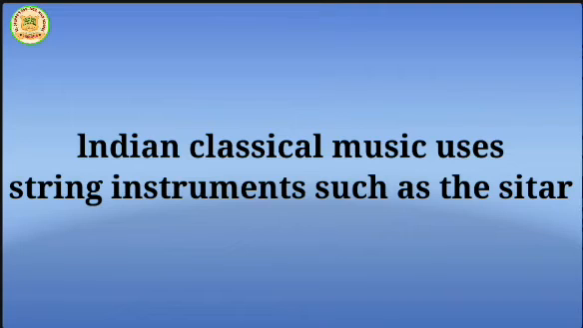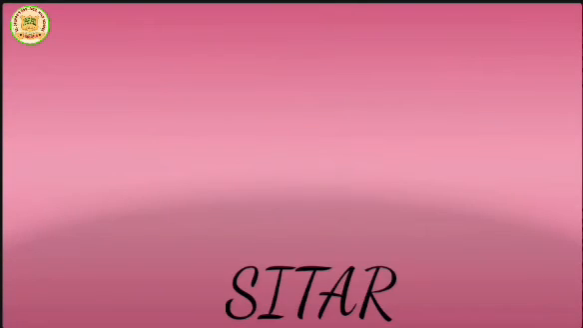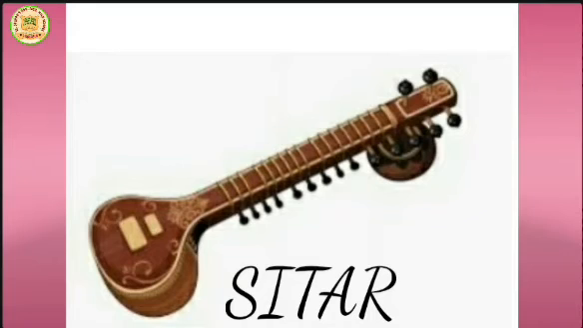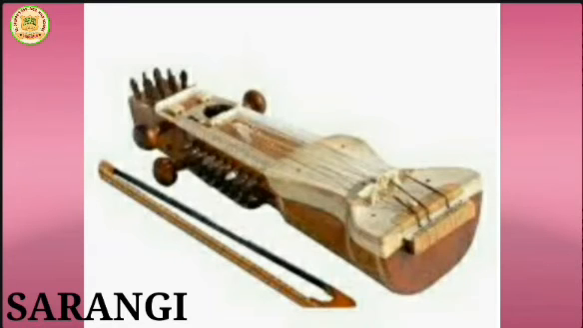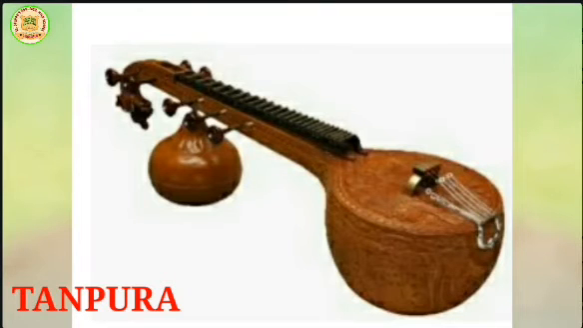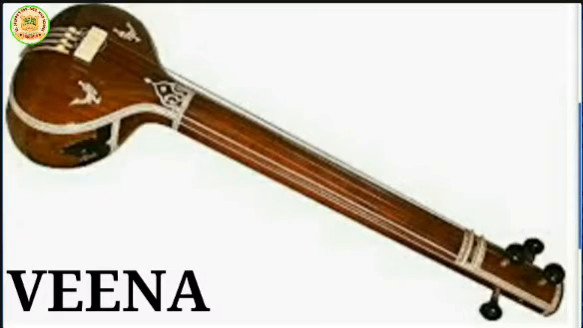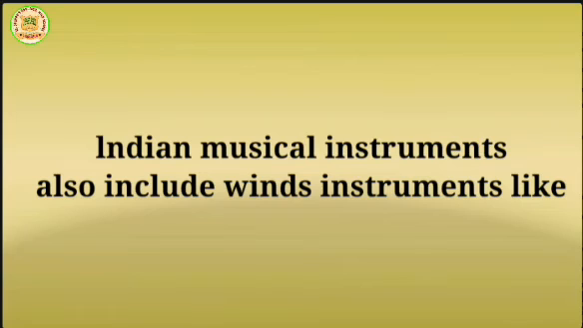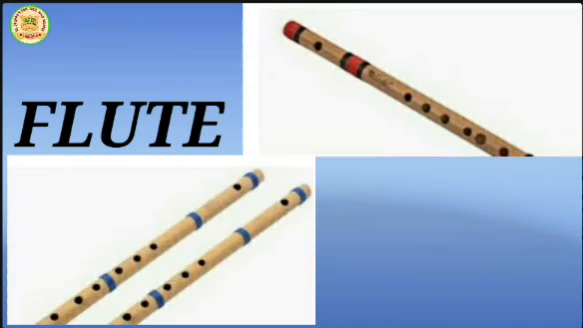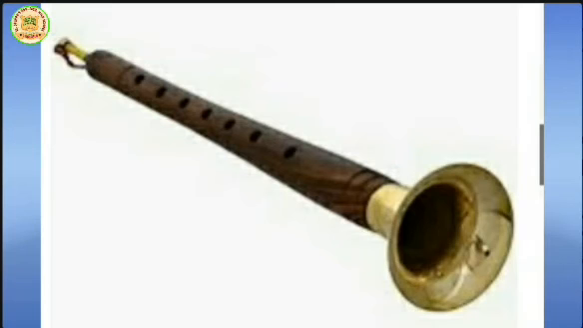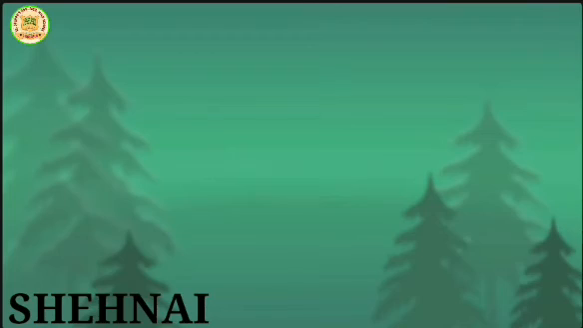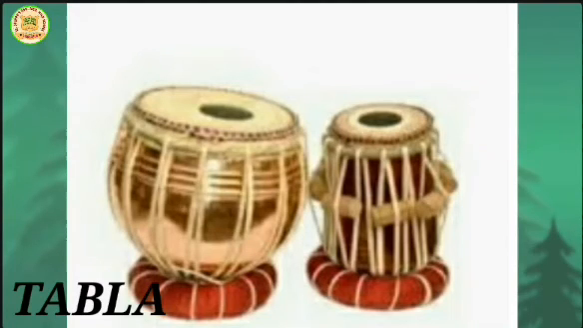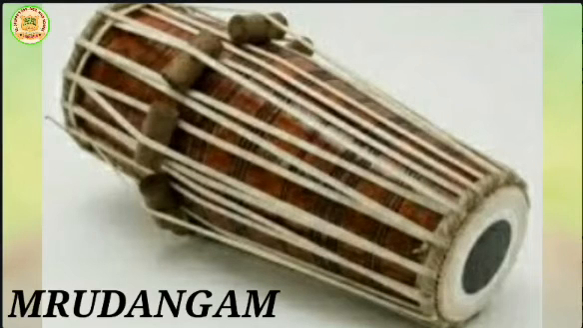Indian classical music uses string instruments such as sitar, sarangi, tanpura, and veena. Indian musical instruments also include wind instruments like flute, shehnai, as well as percussion instruments like tabla, mridangam, and pakhawaj, which are used like drums.